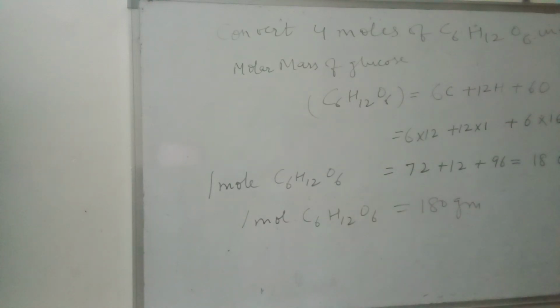Now we have 4 moles of glucose. 4 moles of glucose contain 180 into 4 gram glucose. 4 moles of glucose will have 720 gram glucose.